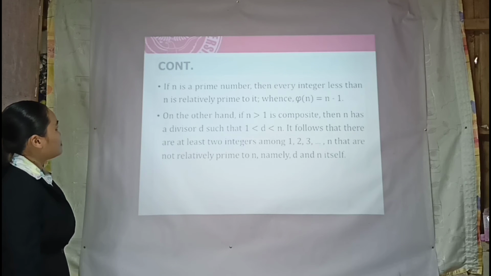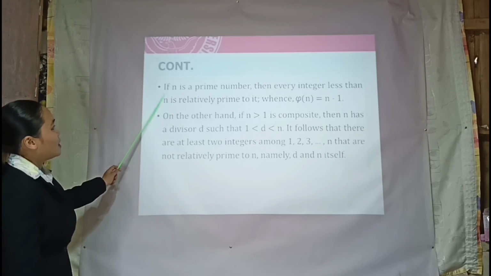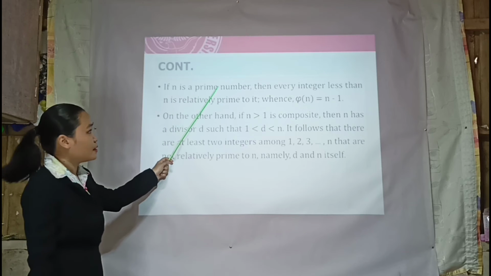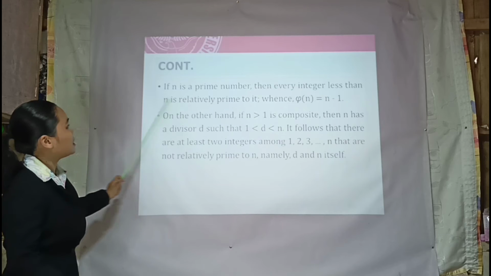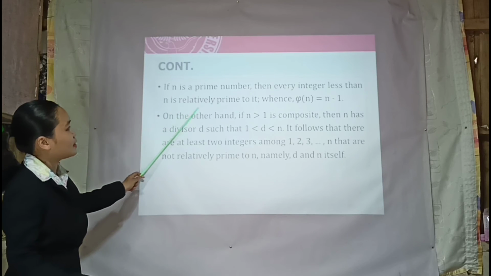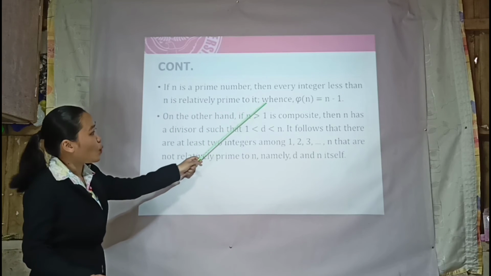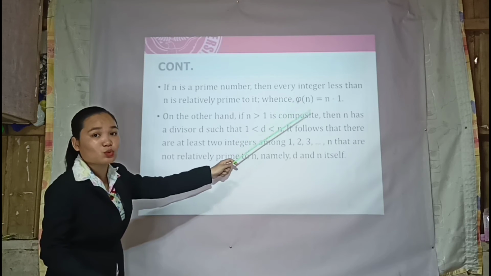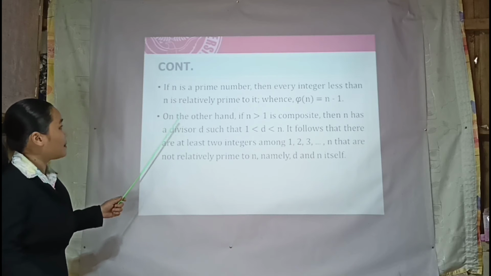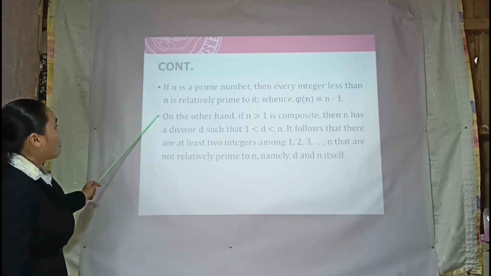Okay, let's proceed. If n is a prime number, then every integer less than n is relatively prime to it. Whence, phi of n is equal to n minus 1. So, from our previous example, it is correct.